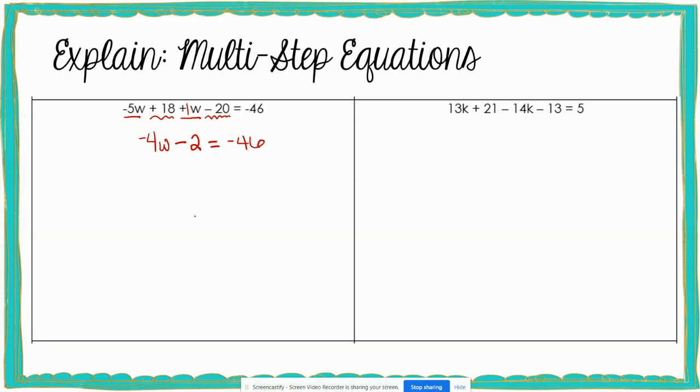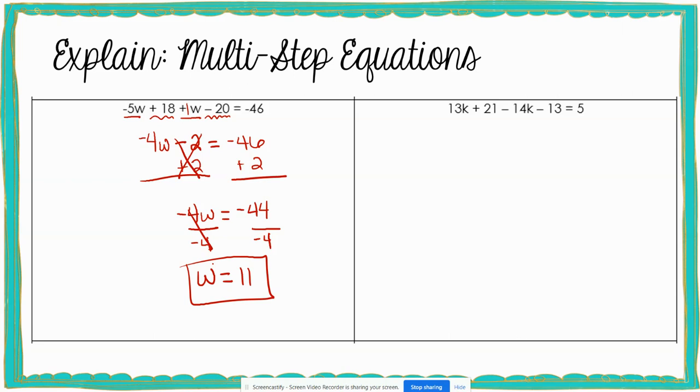Now I can solve this like normal. I'm going to add 2 on both sides of this equation. Negative 2 plus 2 cancels to leave me with negative 4w equals. Negative 46 plus positive 2 is negative 44. Now I'm going to divide by negative 4 on both sides. These will cancel to leave me with w equals, and negative 44 divided by negative 4 is positive 11.